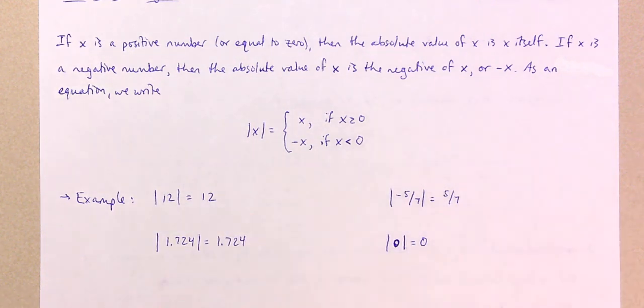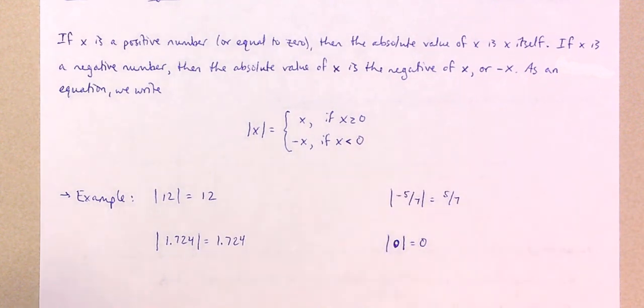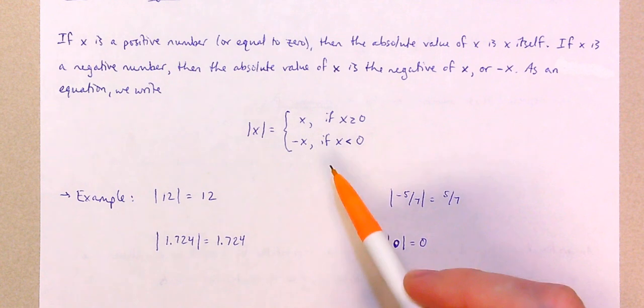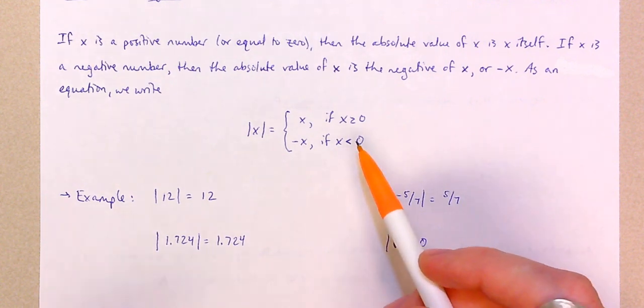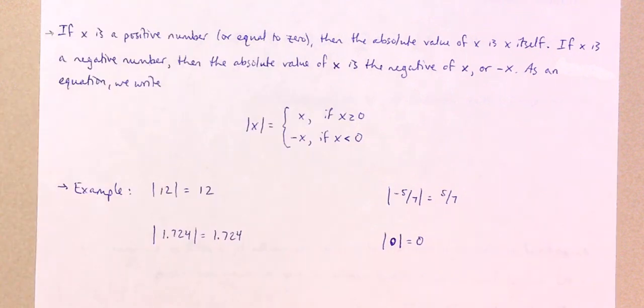As an equation, we write it as such. Now, don't get too hung up on the notation of how this is written. Just know that if your number is equal to 0 or positive, the absolute value is just that x value. If your x value is negative, the absolute value is the negative of your x value.